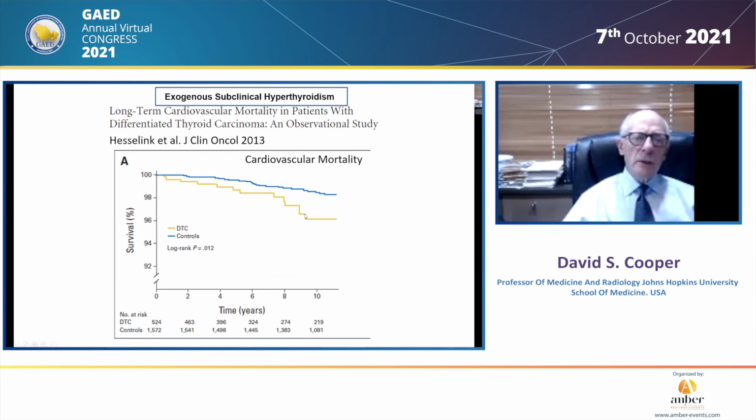And in this study, looking at overall cardiovascular mortality, the risk of cardiovascular death in people with thyroid cancer is much higher than it is in normal controls. And again, this is based on cardiovascular mortality being caused by TSH suppression therapy.